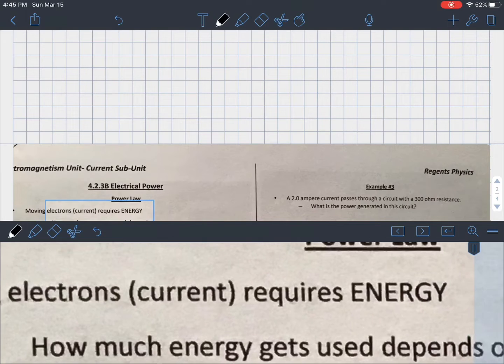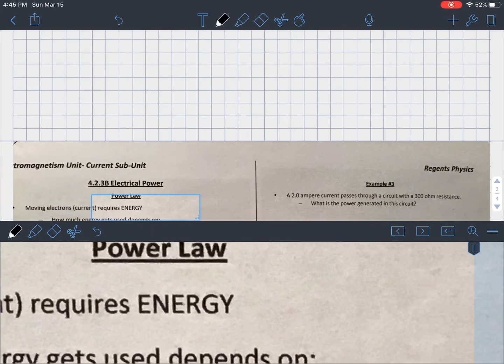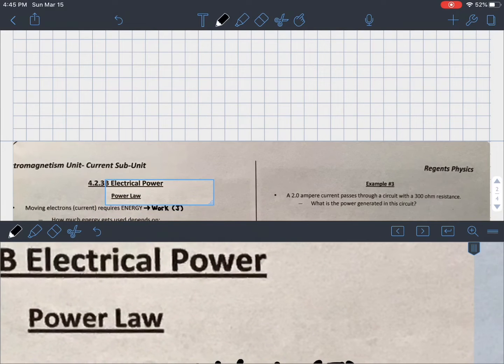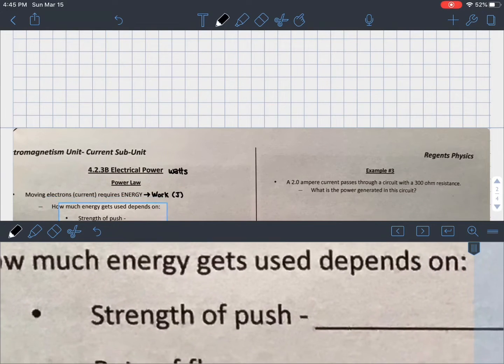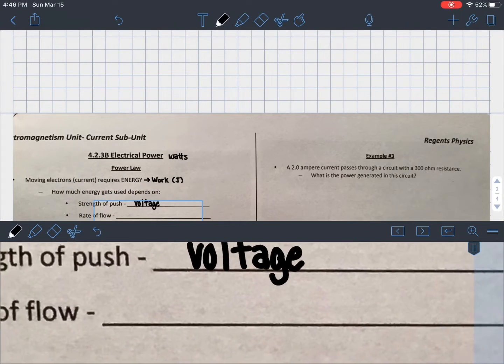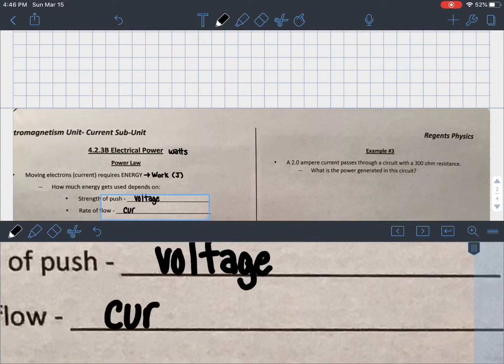If I have to record this power section one more time. Moving electrons, current, requires energy. Do you remember? Energy is work. Work is the change in kinetic energy. We measure that in joules. We've also seen power before. We measure that in watts. So let's talk about power in a circuit. How much energy gets used depends on the strength of the push, voltage, and the rate of flow, or current. So power is going to equal current times voltage.